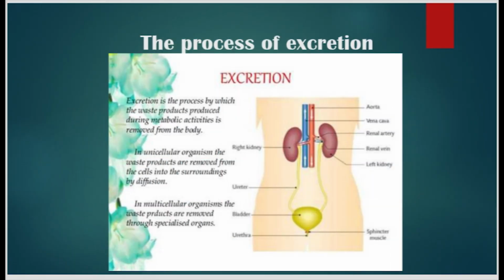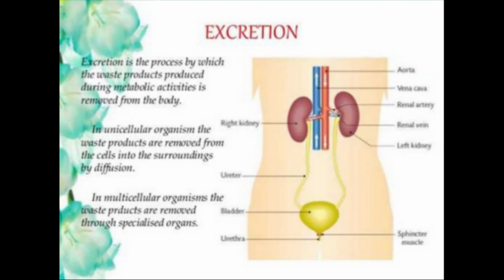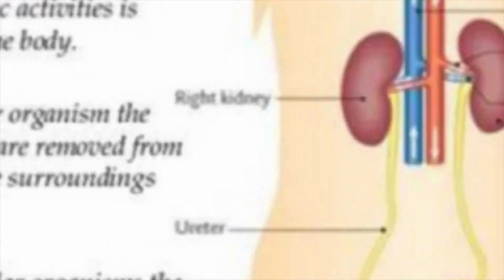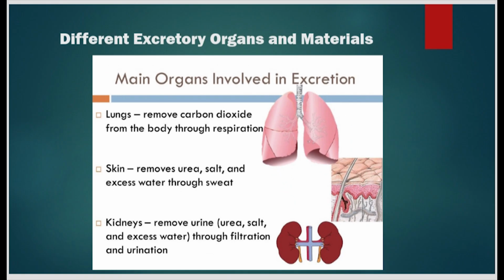The process of removing waste substances produced during metabolic activities out of the body is known as excretion. The summation of all biochemical reactions carried out in living cells is known as metabolism. Different excretory materials are excreted through different organs.